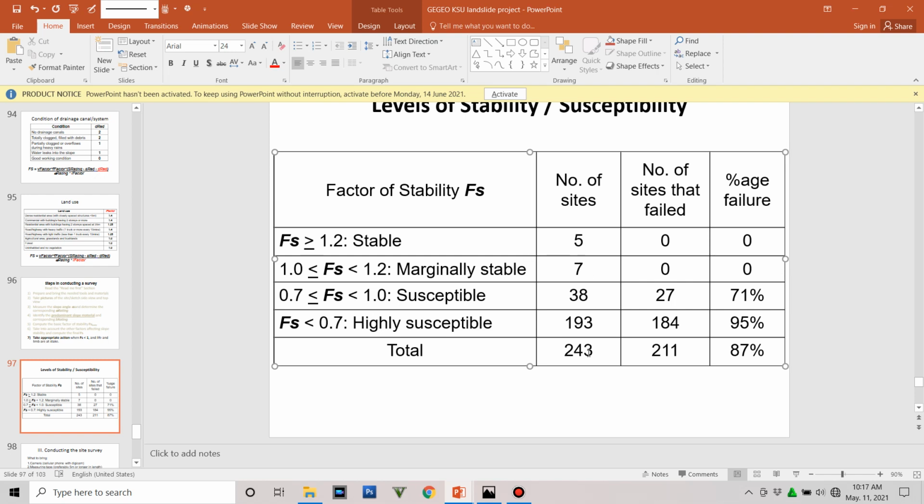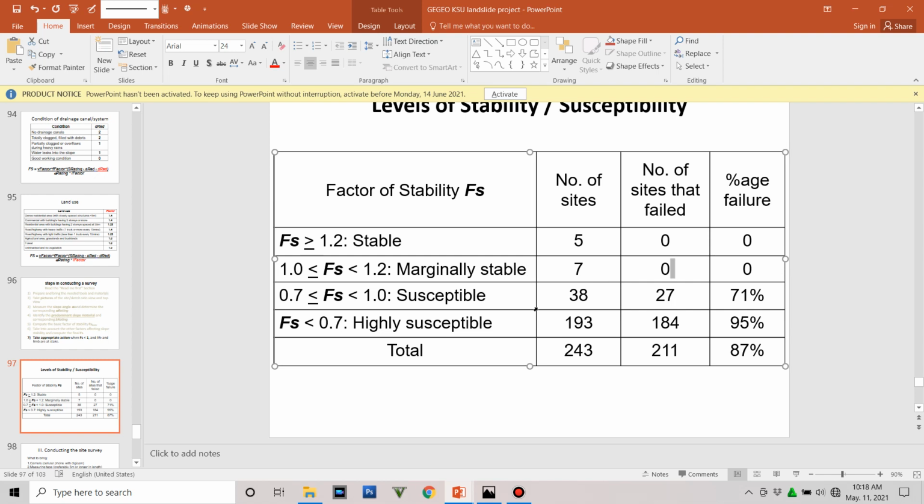Actually, these are the sites. Sabi nga natin, umabot sa 243 sites yung na-investigate using this tool. So, with this greater than or equal to 1.2, 5 yung site, walang nag-fail. So, meaning, maganda yung result. Stable nga siya. Okay? And then, for marginally stable, using this tool, yung 7 na survey, walang nag-fail. So, meaning, proven nga to na stable and marginally stable.